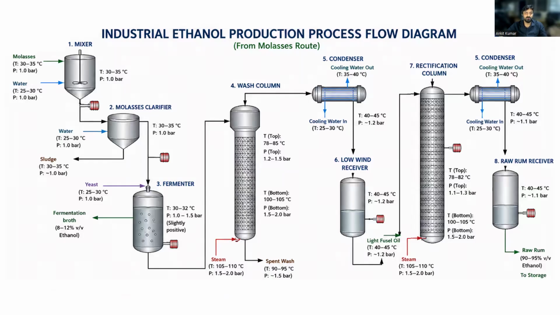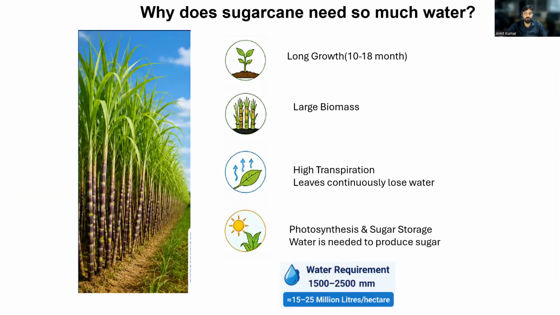And then we have looked at how this ethanol production takes place in the plant, and what the feeds are. Here we have seen that molasses and water are the feed for ethanol production. Then we saw various unit operations and unit processes involved in producing ethanol from molasses, what molasses is, and why sugarcane needs so much water. To produce one hectare of sugarcane, you require 15 to 25 million liters of water, which itself is a huge quantity.